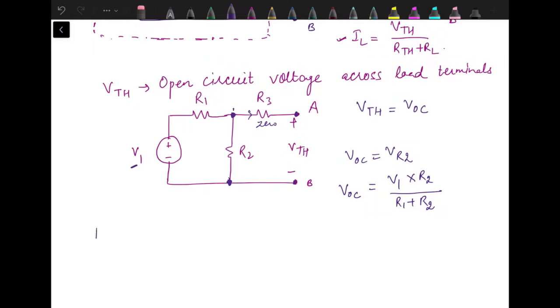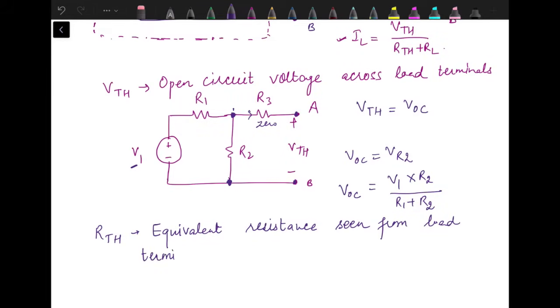Then coming to the second element, that is RTH. RTH is the equivalent resistance seen from the load terminals.